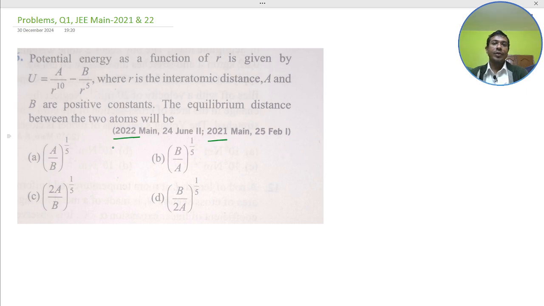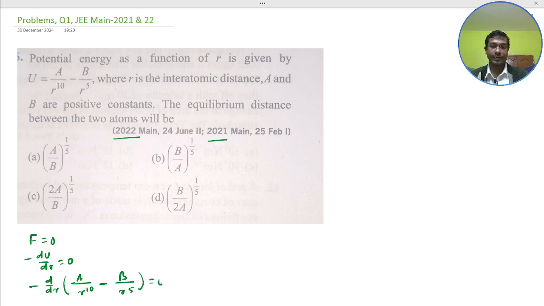You have to find the equilibrium distance between two atoms. Equilibrium distance means the first order derivative is equal to 0, that is, force is equal to 0. This is the condition of equilibrium. So F equals minus dU/dr equals 0, where F is given as a by r to the power 10 minus b by r to the power 5, equal to 0.